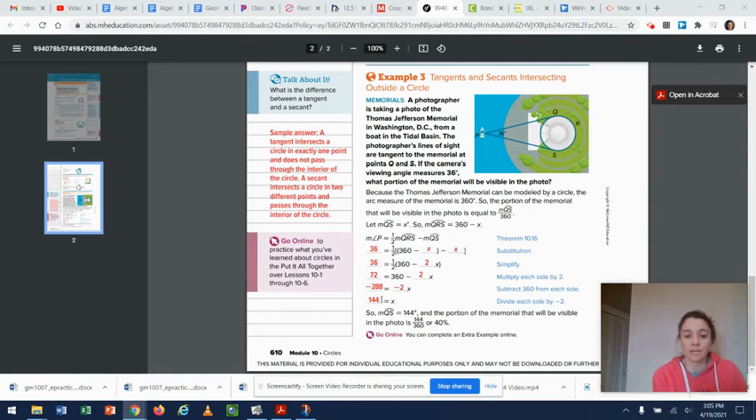Since we found that x is equal to 144, we know that the minor arc QS is 144 degrees. So to find the portion of the memorial that we can see, we're going to find that fraction. So we're going to do 144 divided by 360 since we have a circle, and then find that percent. So we divided, we got 0.4, change it to a percent, you get 40%.